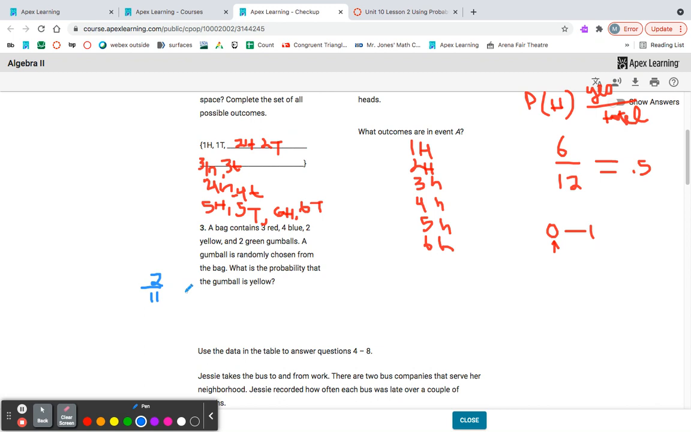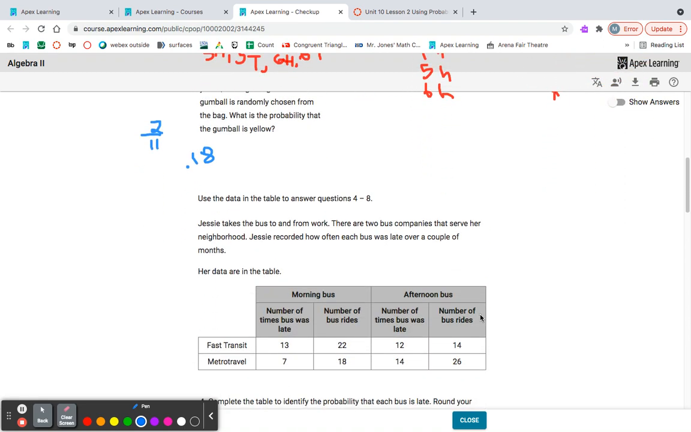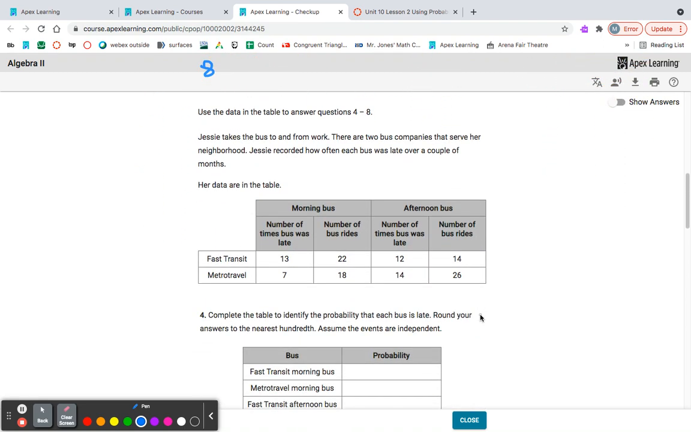And then, if your answers are given to you as a decimal, you're just going to divide 2 divided by 11. And that ends up being 0.18. It's actually repeating 18, 18, 18, 18. But okay, all right. Jesse takes the bus.